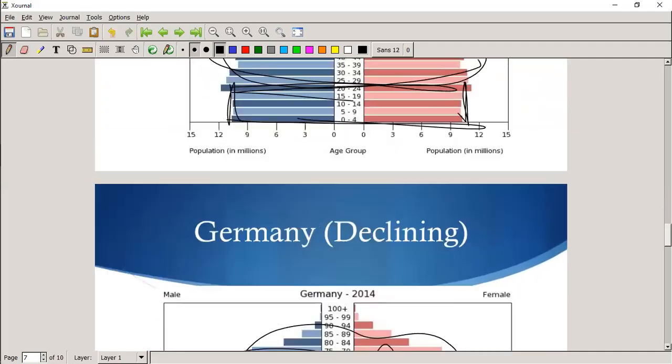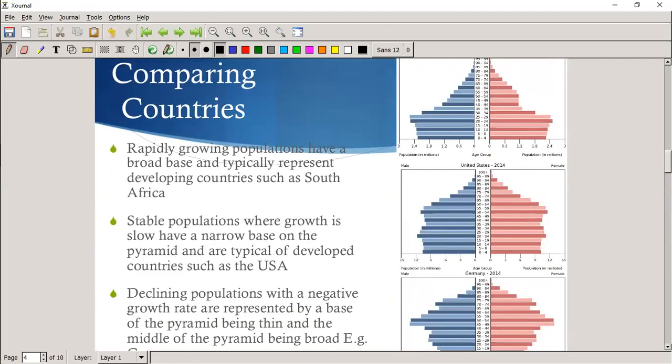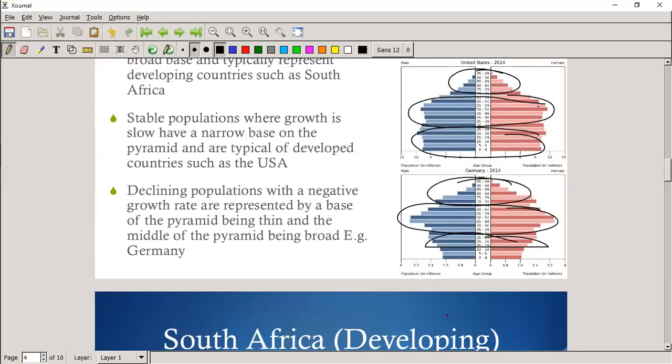So let's compare all three against one another. There we go. There's all three. Wide base, medium base, narrow base. Narrow middle, wide middle, very wide middle. Narrow top, slightly wider top, very wide top compared to the others. And that's because of better medical care, better family planning, and so forth.